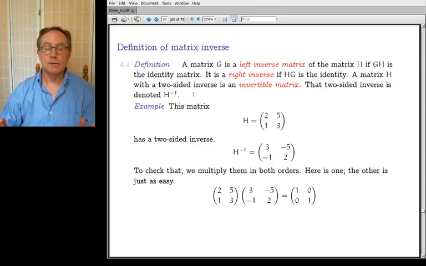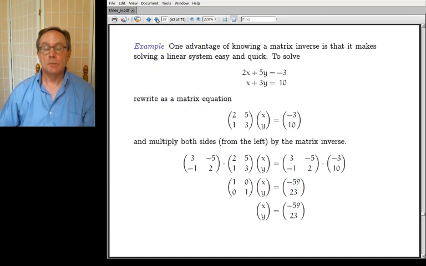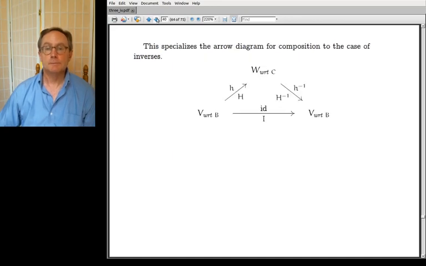And all this exactly fits with what happens for functions. And of course, we did a couple of examples last time, and I pointed out one reason why a person might want to think about taking the inverse of a matrix is that it makes solving these systems very fast.